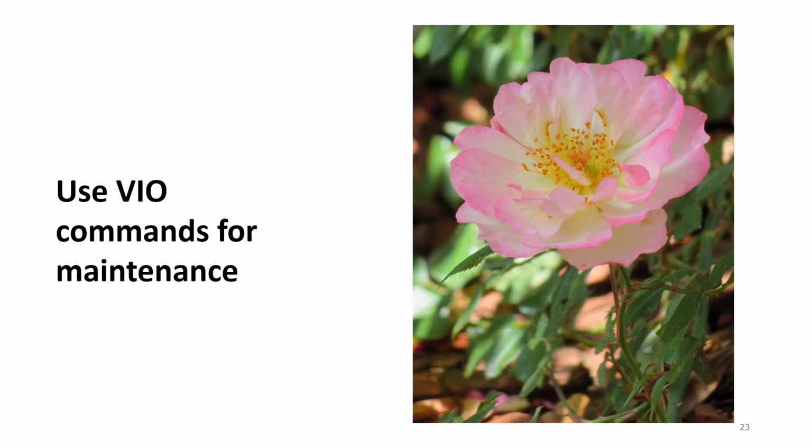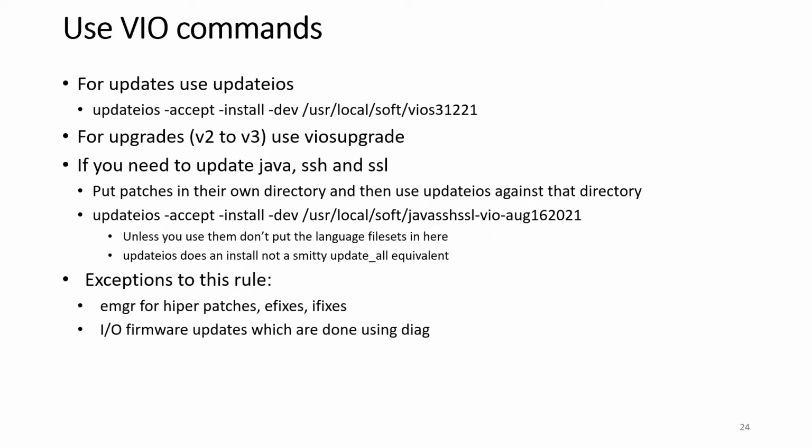I mentioned earlier using VIO commands for maintenance. If you're doing regular updates within a version, then you're going to use the updateios command. So typically you would copy whatever it is that you're doing for an update into its own directory, and then you would use updateios and point it at that directory to do the upgrade. Now, for actual upgrades, which is where you're changing versions, you need to use the viosupgrade command. And there are two different versions. There's one that the NIM uses, and there's a different version with slightly different syntax that runs on the actual VIO server. So whatever your strategy is, you should pick one of those two and always do it the same way.